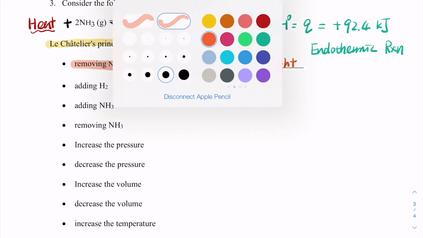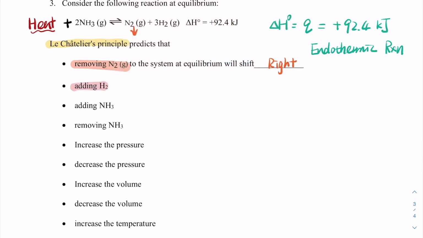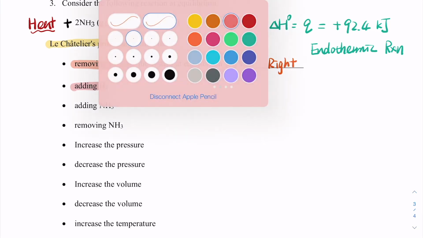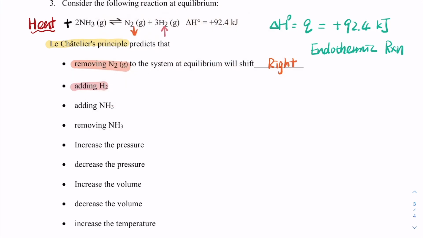Now let's look at the second one. The second one is adding H2. So you're adding more of H2. Originally it's already at equilibrium, and you added more of the product. Now the system tries to counteract that. So what do we need to do? We need to use some of that. In order to use the product, the direction will shift to the left, to use some of the H2. That's the logic, and that's the second one.